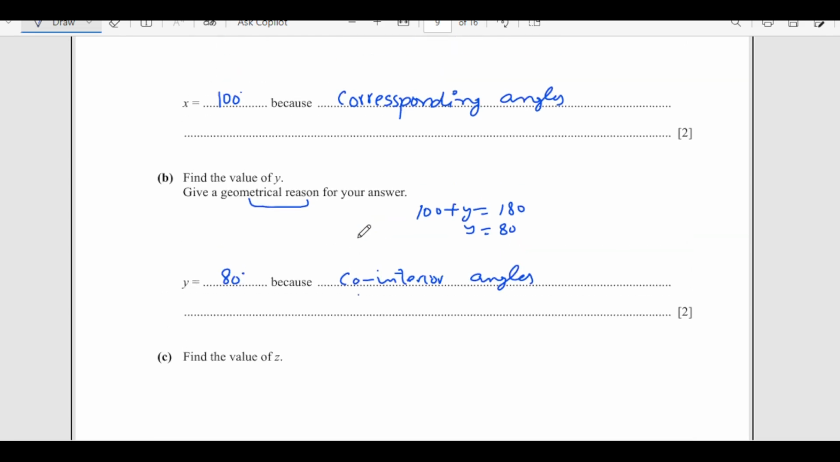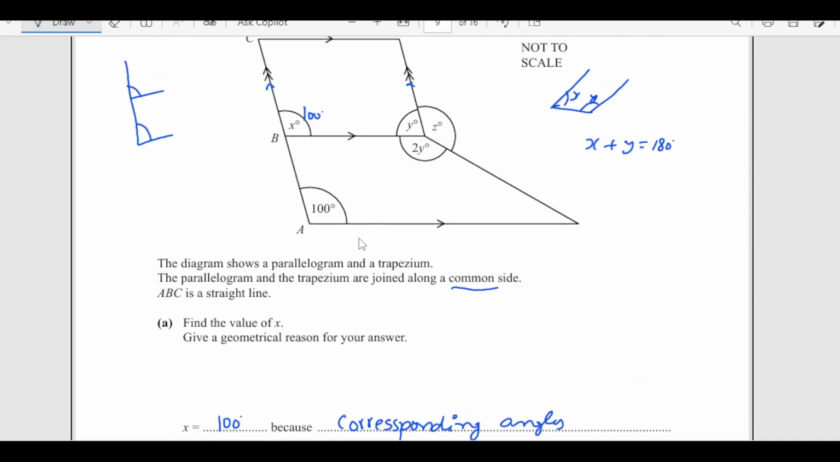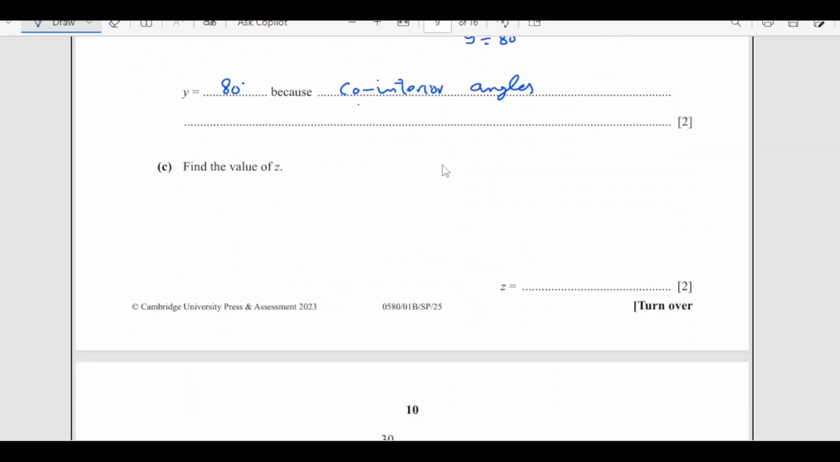Now find the value of z. Once we got this is 80 now, and this is 2 times y, that is 80 times 2 is 160. So this is angle around a point, right? The sum of all these angles is going to be 360. So angle around a point is 360. So we will write down here 80 plus 160 plus z equals 360. So 80 plus 160 is 240, plus z equals 360. And then z is 360 minus 240, that is 120 degrees, right?